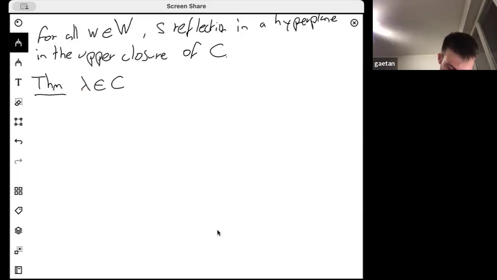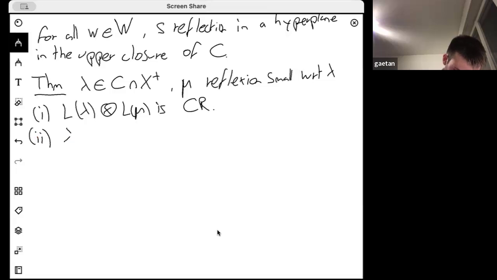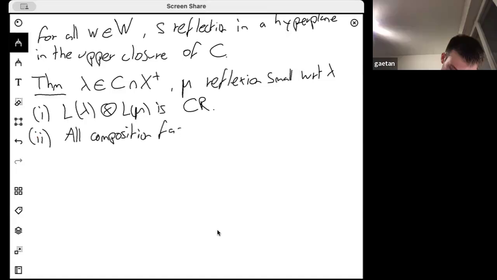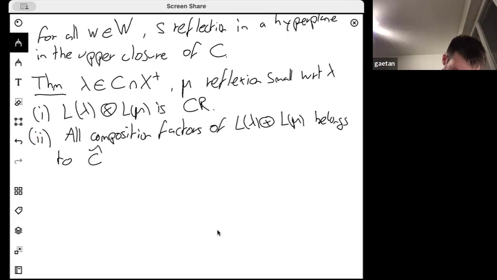So take lambda a dominant weight which belongs to the alcove C, and mu reflection small with respect to lambda. Then first result, the tensor product L of lambda tensor L of mu is completely reducible. And second result, all the composition factors of this tensor product belong to the upper closure of C.